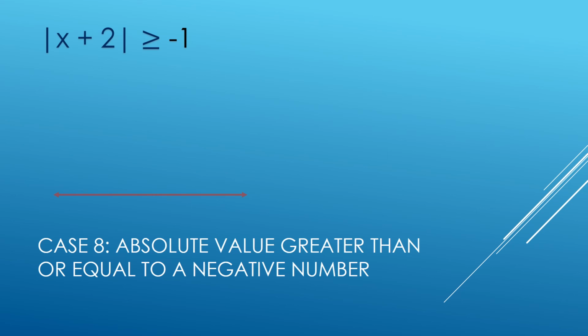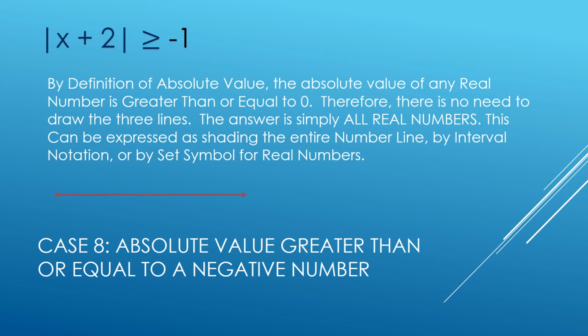Okay, so in this example, we have the absolute value of x plus 2 greater than or equal to negative 1. Well, by definition, the absolute value of any real number is greater than or equal to 0. Therefore, there's no need to draw the 3 lines. The answer is simply all real numbers. This we can show by shading the entire number line, using the interval notation for real numbers, which is from negative infinity to infinity, or using the real number set symbol, which is the bold R.